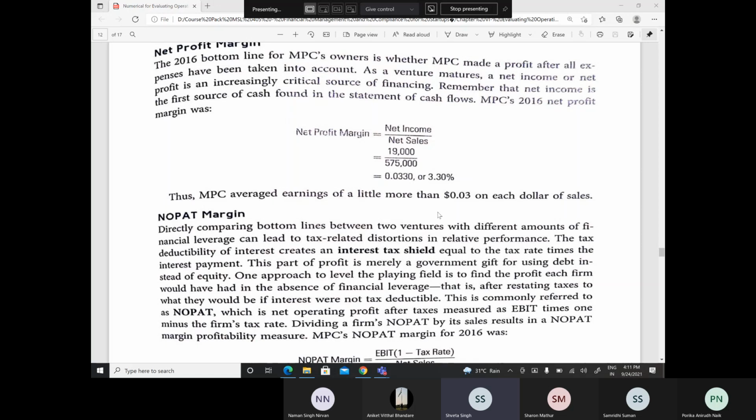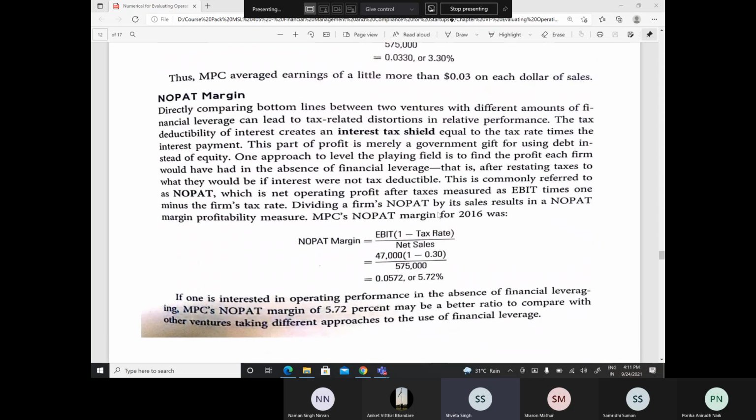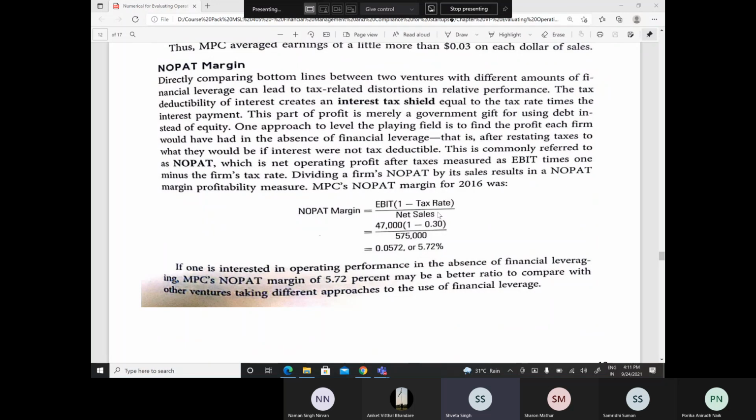But as I said, when you're starting off, when you're in the survival phase, this is the kind of rates that the ventures will give you if they don't actually give you a loss. And it is only after they get into the rapid growth stage that they will start giving you amazing returns of more than 50%. Okay. Then we have another ratio which is called NOPAT margin.